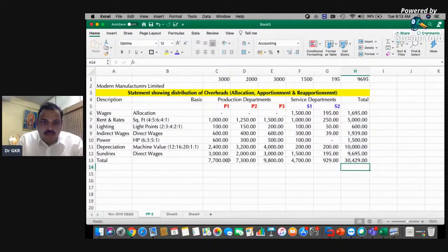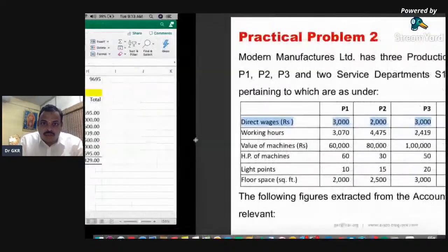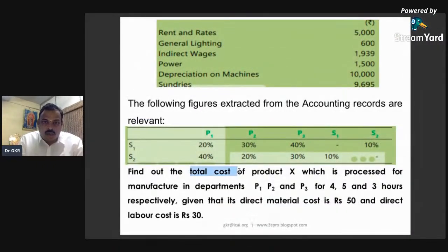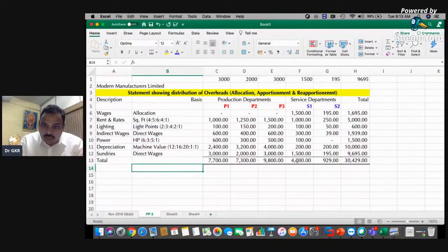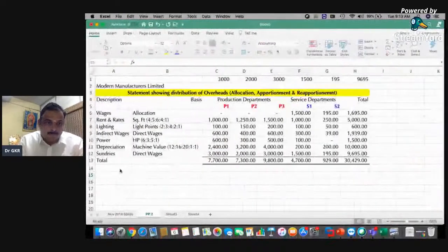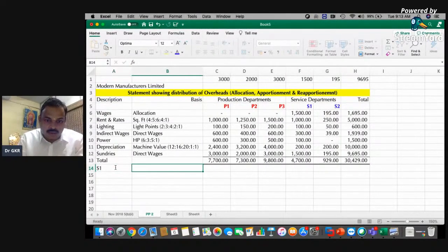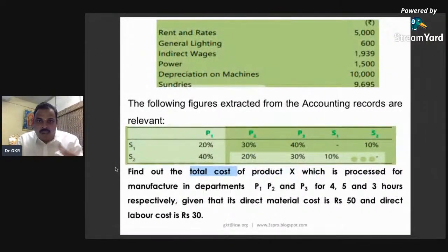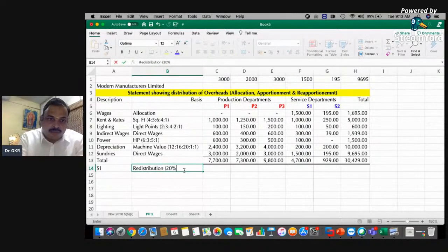It should be 30,000. So your step 1 is over actually. So find out the total cost. In total cost, you have done the distribution is over. Now you have to do the redistribution. Now the redistribution ratio is 20 is to 30 is to 40 is to 10. So redistribute S1, which is 20%.